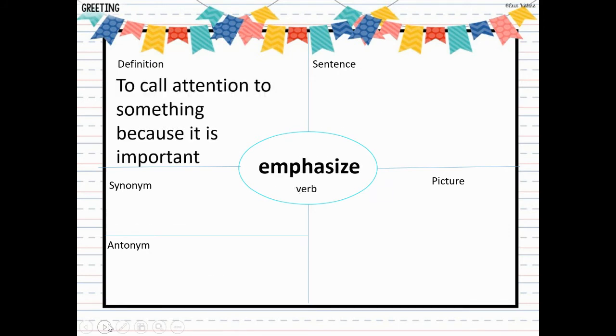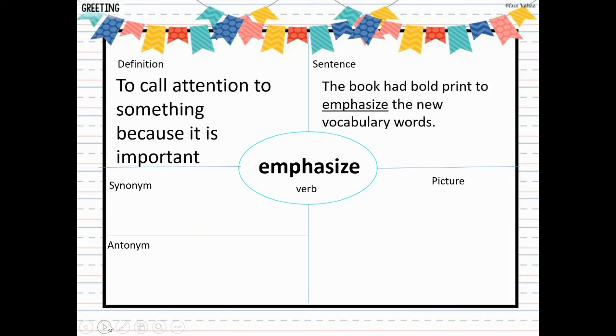Our next vocabulary word was the word emphasize, which was to call attention to something because it's important. Our sentence is, the book had bold print to emphasize the new vocabulary words. Draw attention to those words. Make sure that we notice them.